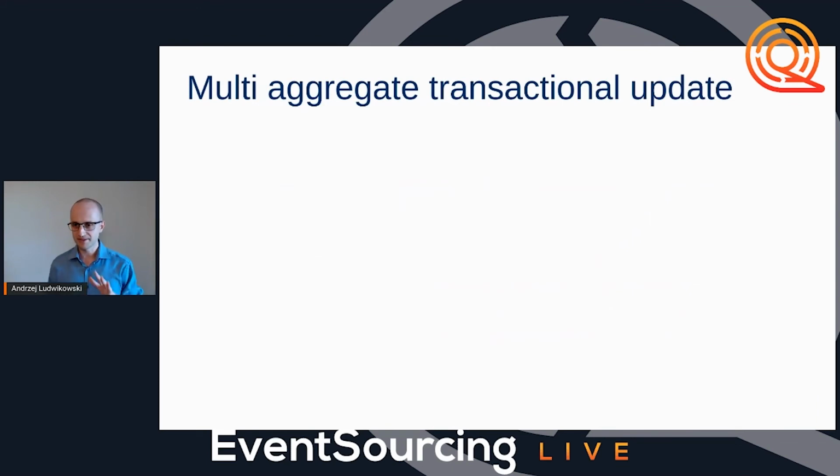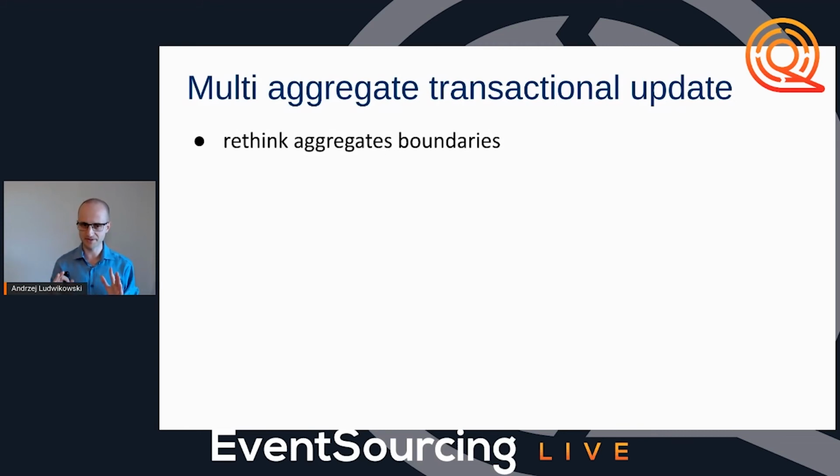Multi-aggregate transactional update, the second unicorn. So if you need to update two aggregates in a transaction, just stop. This is a red light, time for a pause. Start with rethinking your aggregate boundaries. Maybe you have two thin aggregates, and if you simply join them, you will eliminate this problem very easily.